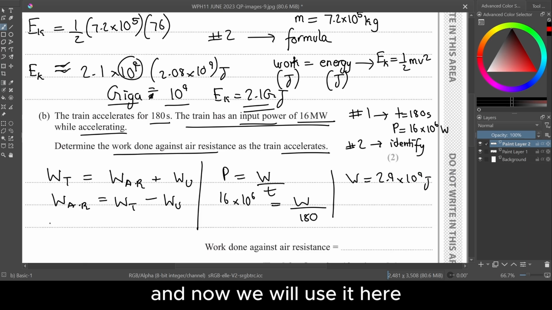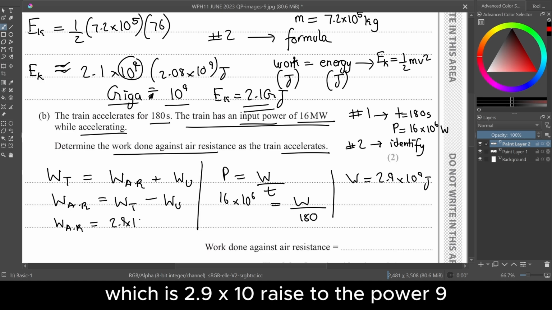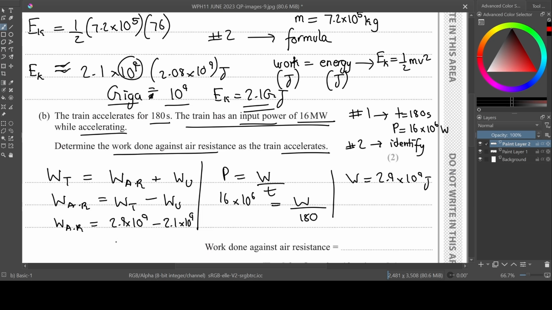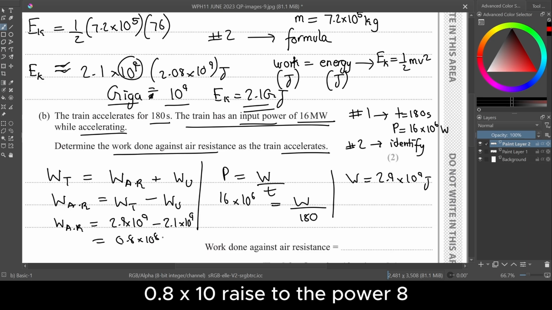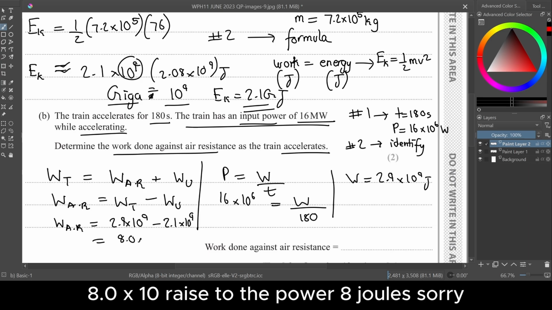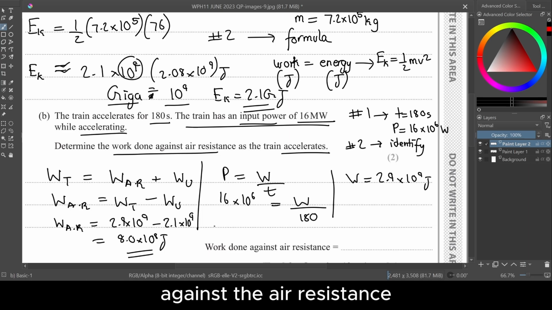And now we will use it here: work done against air resistance is equal to total work done, which is 2.9 times 10 raised to power 9, minus the useful work done, which is 2.1 times 10 raised to power 9. If you subtract it, you will get 8.0 times 10 raised to power 8 joules. Sorry, not 0.8, my bad. So this much work is done against the air resistance.